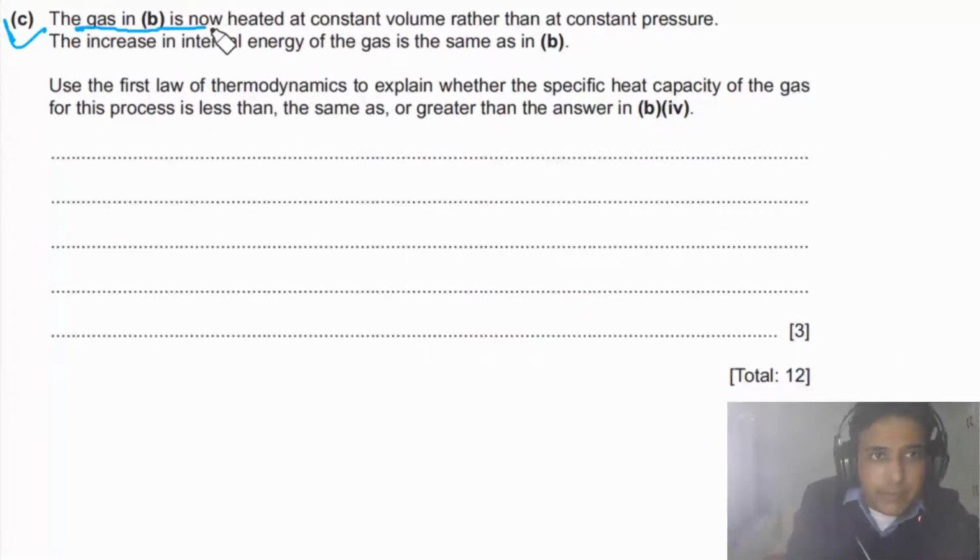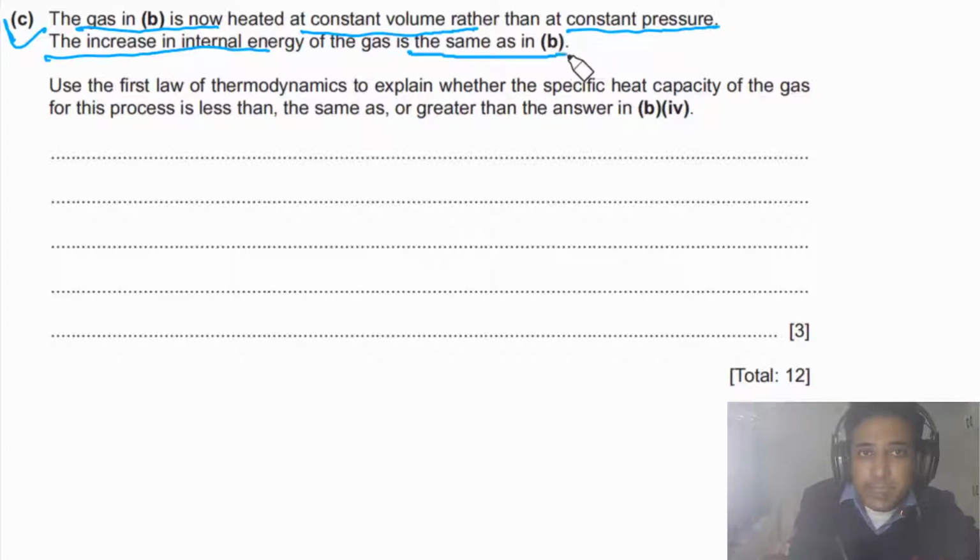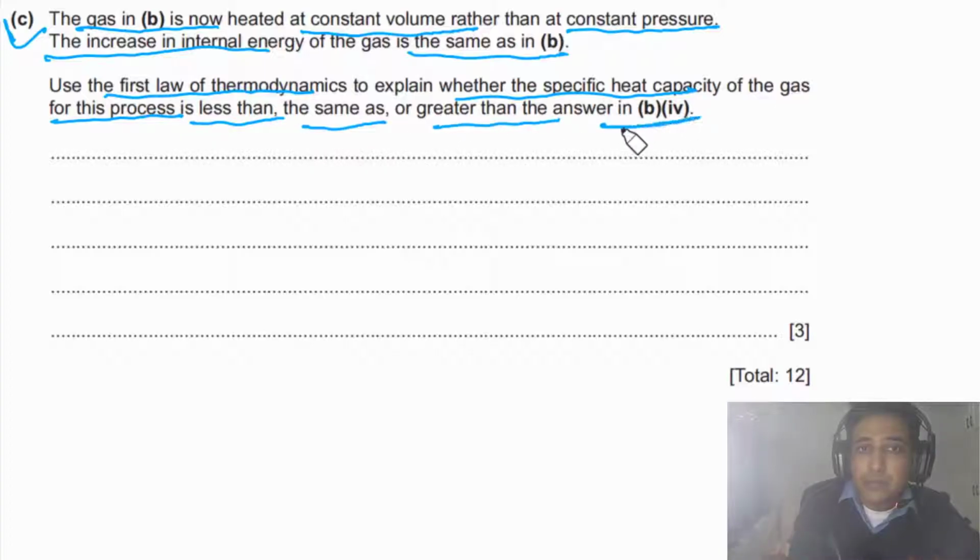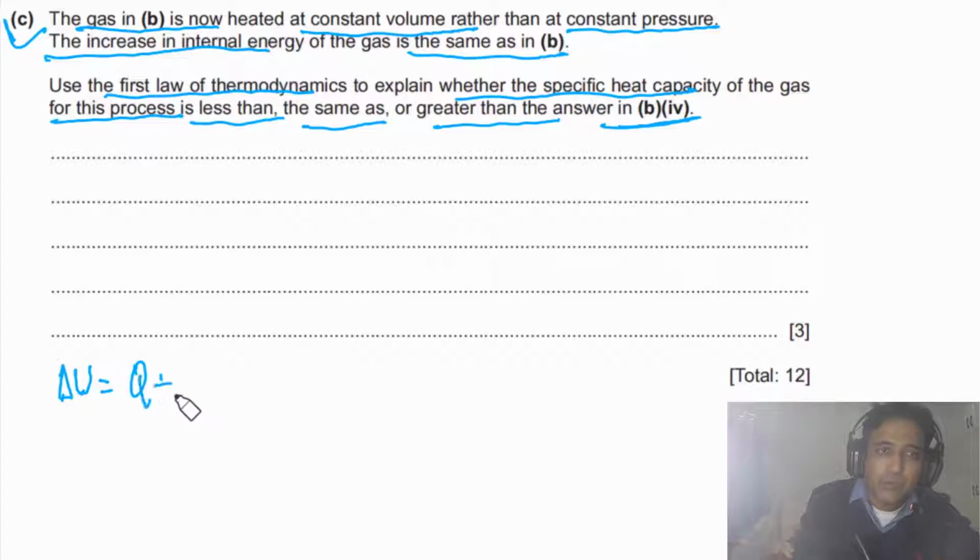Part C says the gas in B is now heated at constant volume rather than at constant pressure. The increase in internal energy of the gas is the same as in B. Use the first law of thermodynamics to explain whether the specific heat capacity of the gas for this process is less than, the same as, or greater than the answer in B4. So first of all, we need to understand in this case the first law of thermodynamics, delta U is equal to Q plus W. For the second process, volume is constant. So if volume is constant, it means that the work done by gas will be equal to 0.